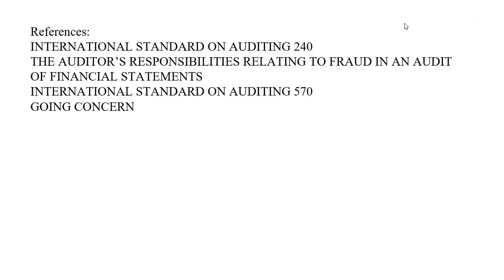And that's it for the fraud and going concern topics for audit. Our references will be ISA 240, The Auditor's Responsibilities Relating to Fraud in an Audit of Financial Statements, and also ISA 570, Going Concern. Thank you.